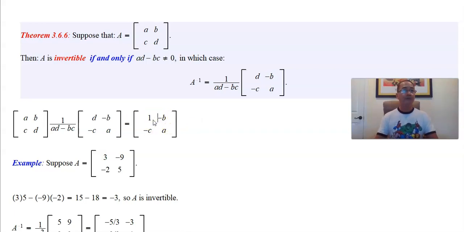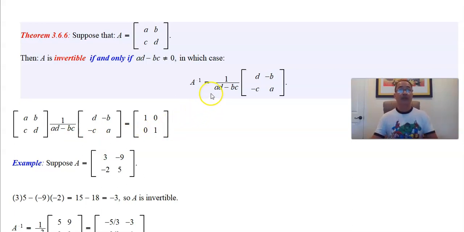This becomes 1. What about the next column over? Minus AB plus BA. So that's a 0. We have CD, D minus C minus CD. Again, that's 0. Last one. C times negative B minus BC. D times A, AD. AD minus BC, times 1 over AD minus BC. So we also get 1.